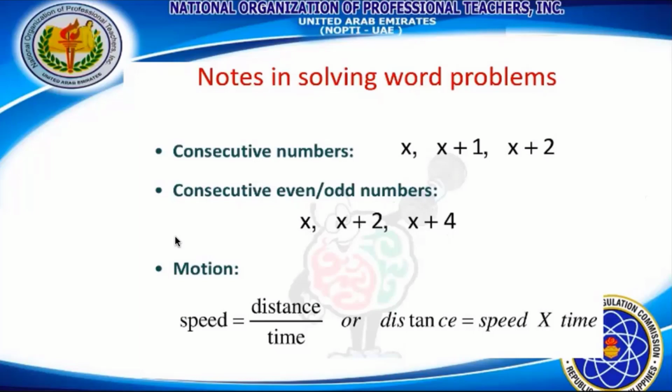Now, pag motion problem, speed is equal to distance over time. Or, pwede mo rin kunin yung distance. Distance is equal to speed times time. I-cross multiply mo lang. Or, formula derivation. So, pag mga motion problem, let's say how fast, blah, blah, mga ganun sa worded problems, distance over the time elapsed. Okay? Next.